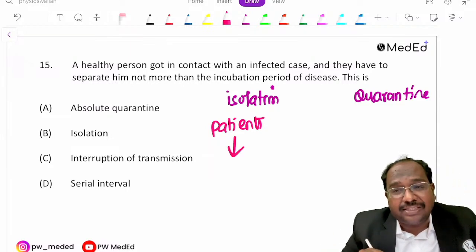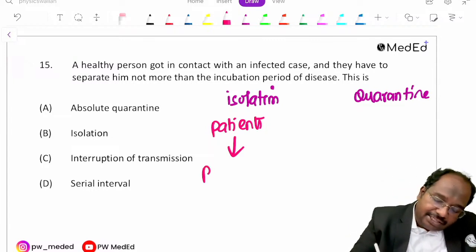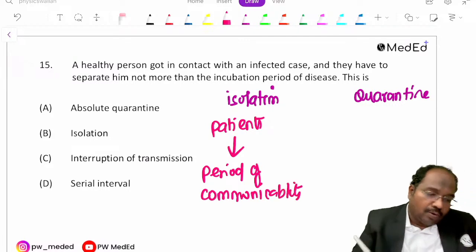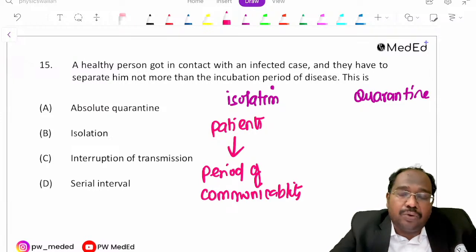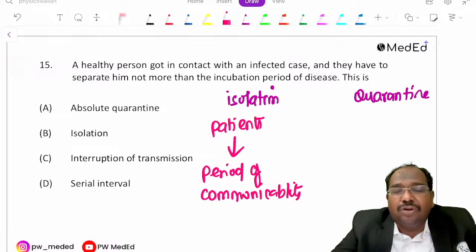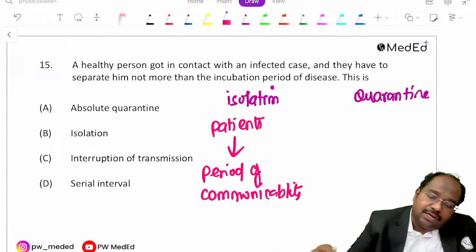What is the purpose of isolation? So that others should not develop the disease. So when will isolation be done? Isolation will be done during the period of communicability. Suppose measles, the period of communicability is 4 days before and 4 days after the rash. So you should not do isolation before; you should do isolation after the disease started, for 4 days. After that, not much use. You have to do isolation for the first 4 days following rash.